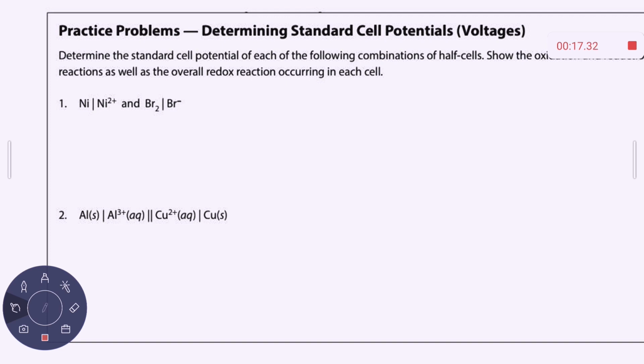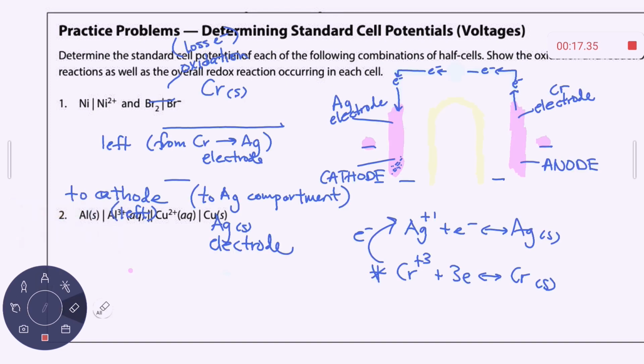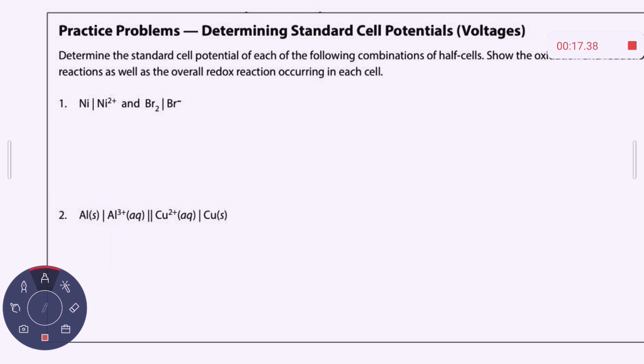There's a couple of different ways that they convey the compartments to you. In number 1, here's one of the compartments. You have a nickel electrode with nickel plus 2 ions in the solution. And then the other electrode is Br2, and that will be in bromide ions. Does that make sense? And then number 2 is telling you, here is one of the compartments, and they separate it with these parallel lines here. And then here's the other compartment. So we're going to refer to the table to figure this out.